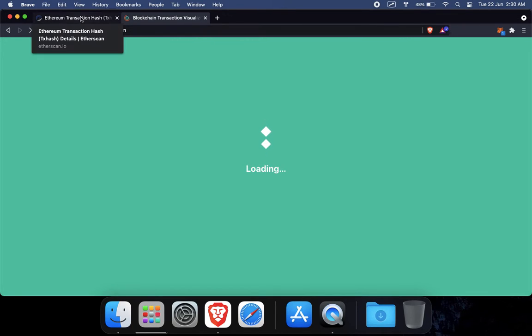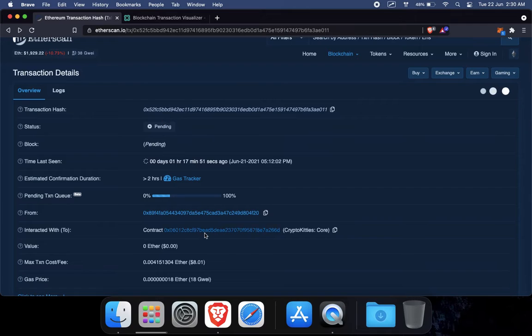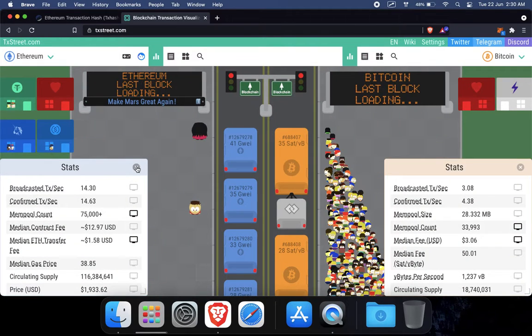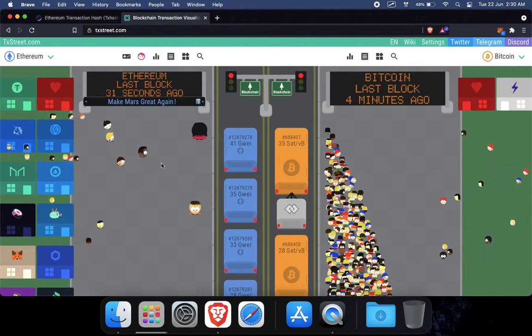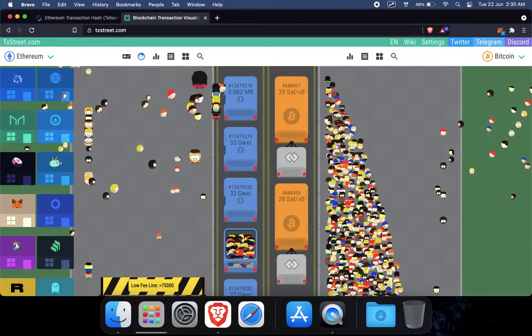right? So this person's obviously interacting with the contract. Probably, I guess they're buying something. I forgot what the contract interaction was. They're buying. Okay. Anyway, whatever they're doing, they're only paying 18 Gwei, right? Which means that their transaction, so 41 gets processed the first, 35, 33, 28.